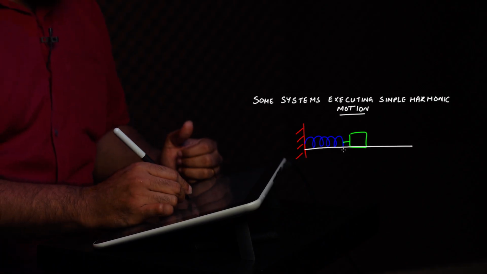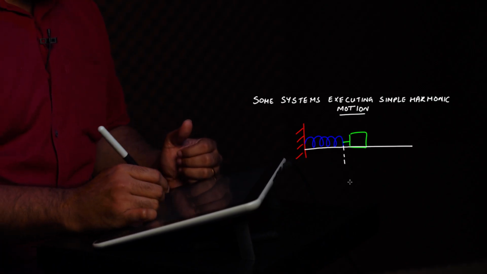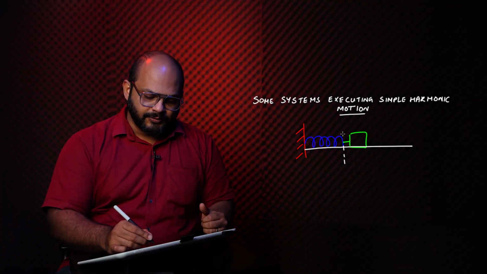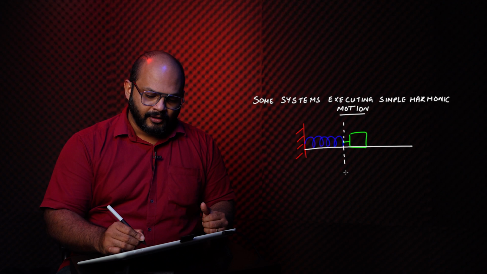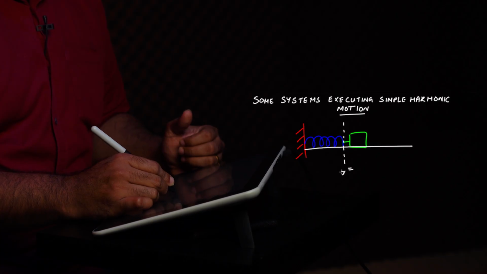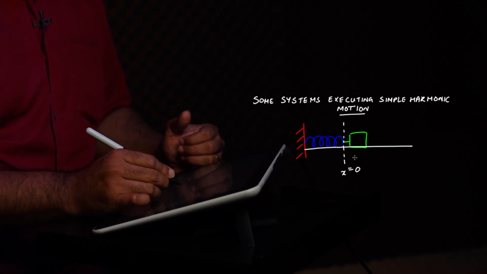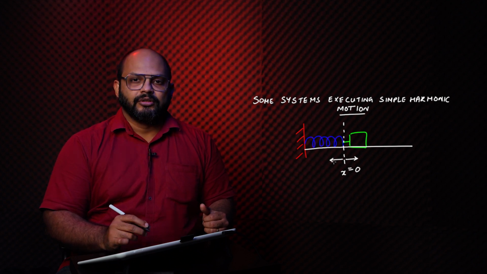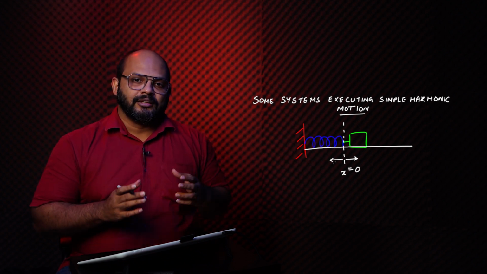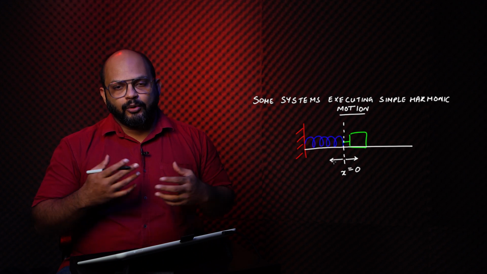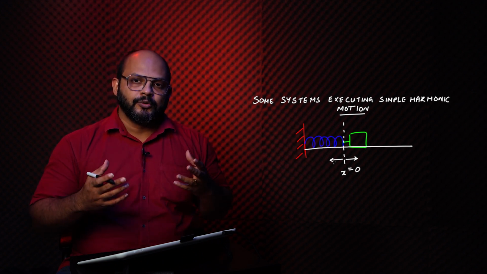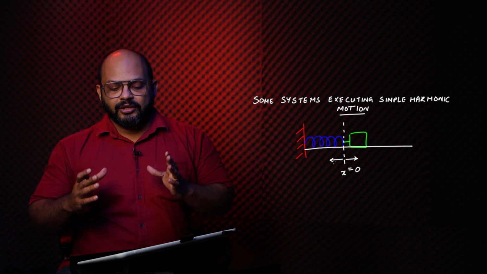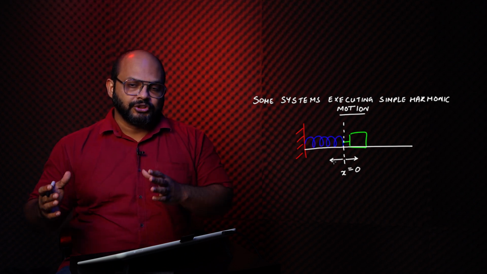So if we consider this point to be the point of equilibrium, if we consider this point here as our reference point, x is equal to 0, any motion to the left or right of this point will cause the spring to either compress or expand. And in both of these cases, the spring is going to generate a restoring force trying to come back to its original configuration, to its original shape.